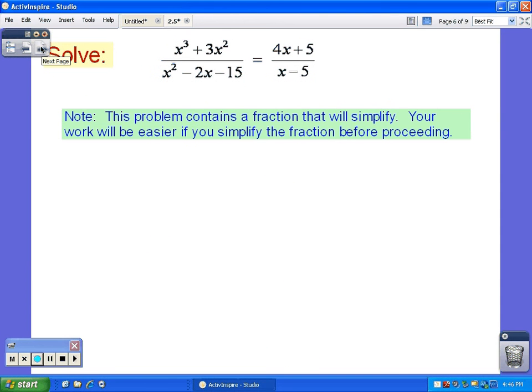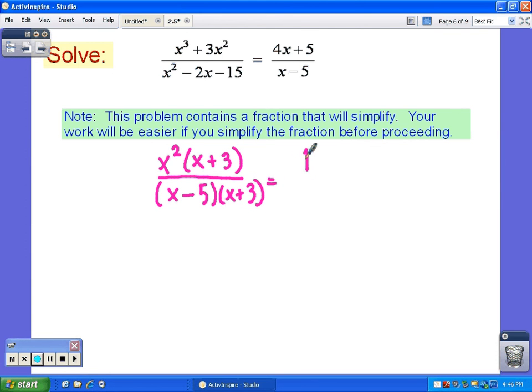Now this next example is a problem very similar to one of the ones in your homework, and if you do not simplify it first, it's going to make the problem much more difficult for you to work through. So let's look at how to simplify this. On the top of the first fraction, you can take out a greatest common factor of x squared. On the bottom, you can factor that as x minus 5 times x plus 3. And then you really can't do anything to the second fraction.